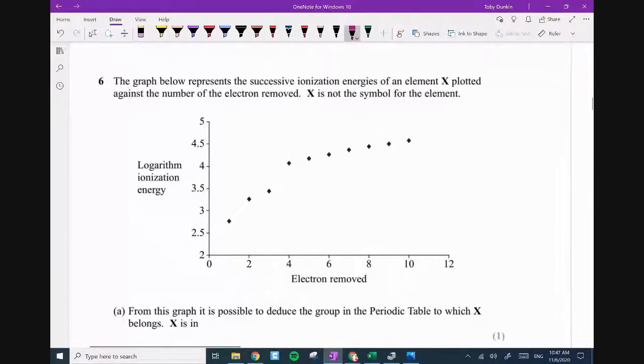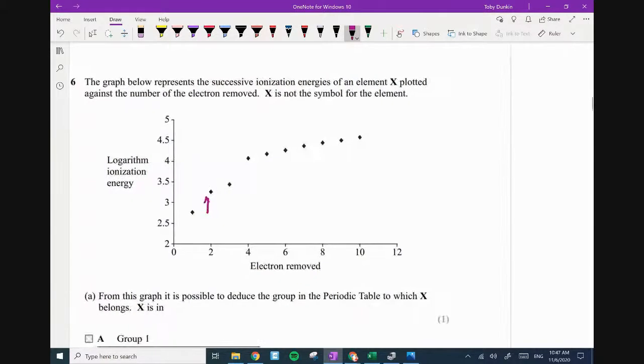Next, okay. Oh, it was so mean with this. So it's giving you an element X, and it says, what group am I in? Right. Hard jump. And I understand that people go, but hang on a minute, there's a jump here. And I'm like, it's a trap. The reason being is, if you're doing successive ionization energies, and you're removing the outer shell electrons.